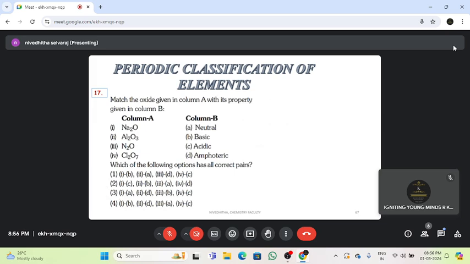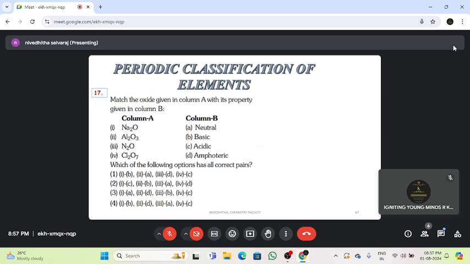Let us see one question. Match the following. In column 1, they have given you a few oxides, and in column 2, they have given the nature, basic, acidic nature and all, and we have to match those. And I've given you a few exceptions also. Use that and please match the following.